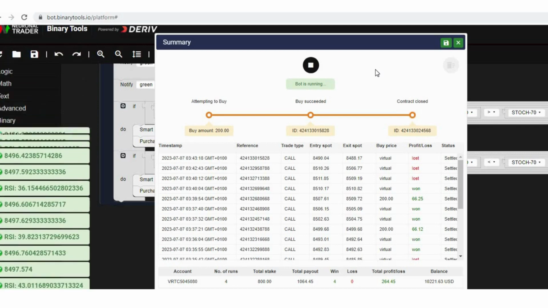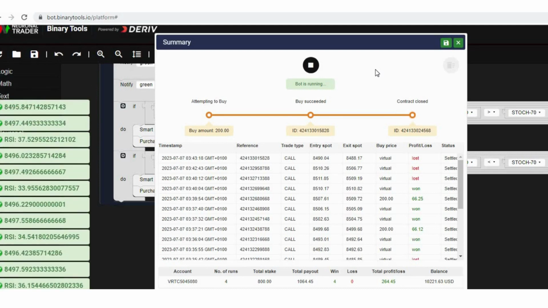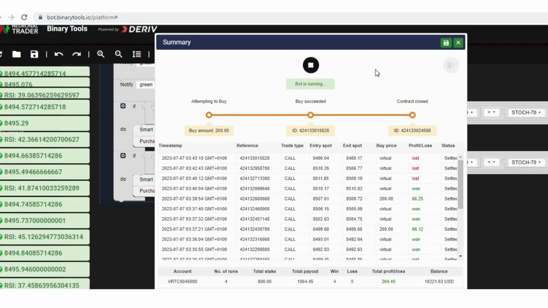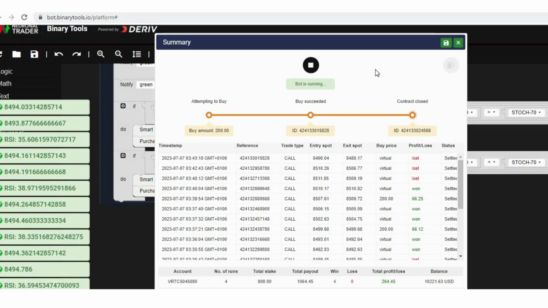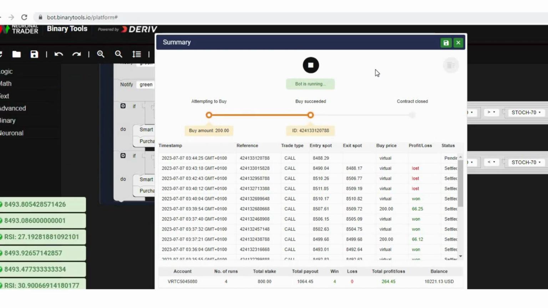So when the signal begins to have losses, it does not trade in your real account. It tries as much as possible to avoid you blowing your account in no distant time. So let's watch and see. Just sit back and watch how this goes.